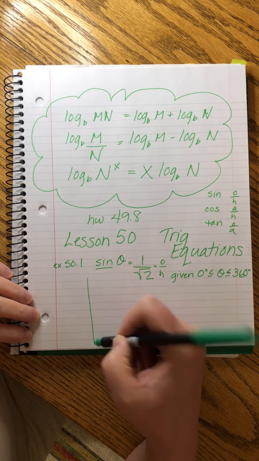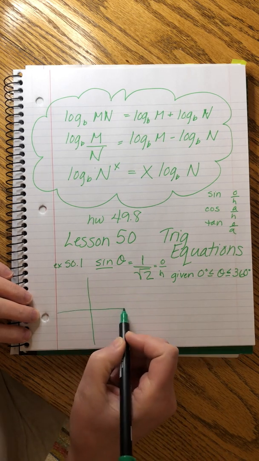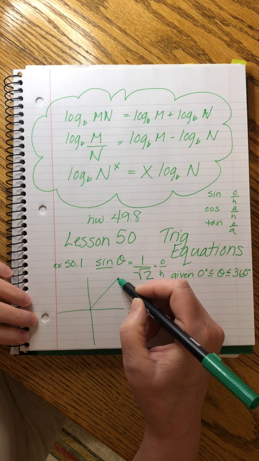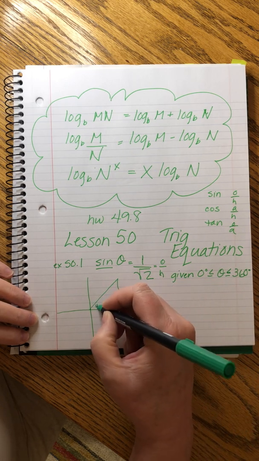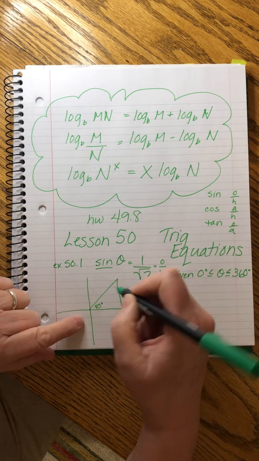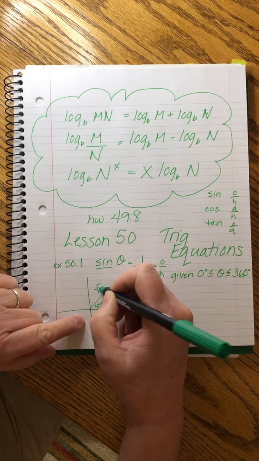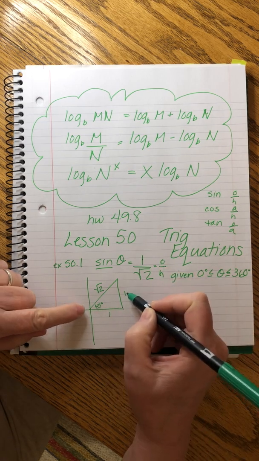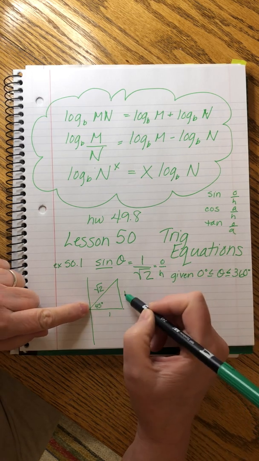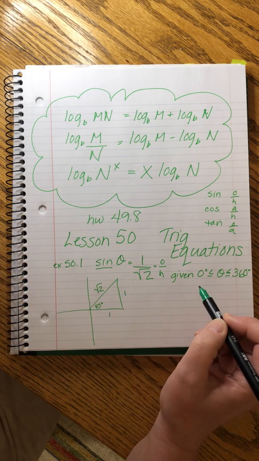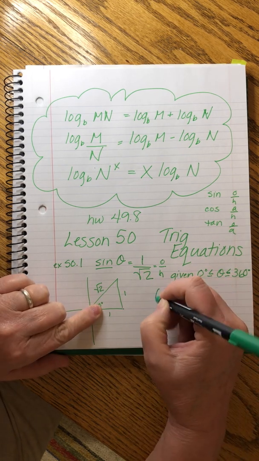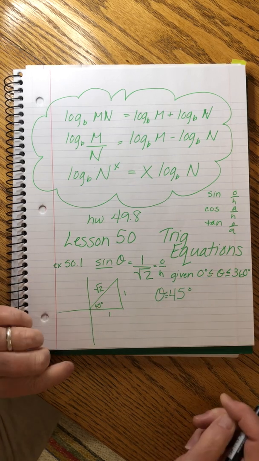So let me just draw out all 4 quadrants. It's positive, so let's start with the first quadrant. We know that if it's a 45-degree angle, then that will give us 1 over square root of 2, right? We've got that memorized. So opposite would be 1, hypotenuse would be square root of 2. Okay, that works. So that means a 45-degree angle is one of our answers, right?